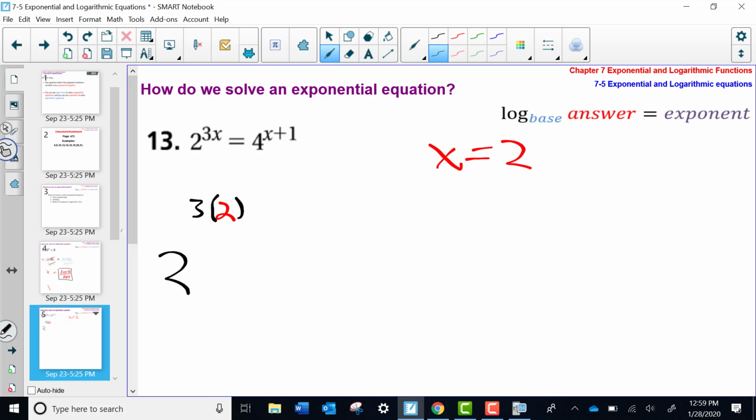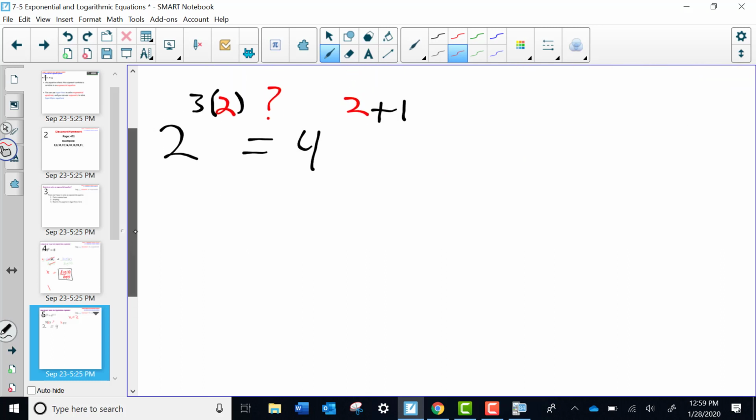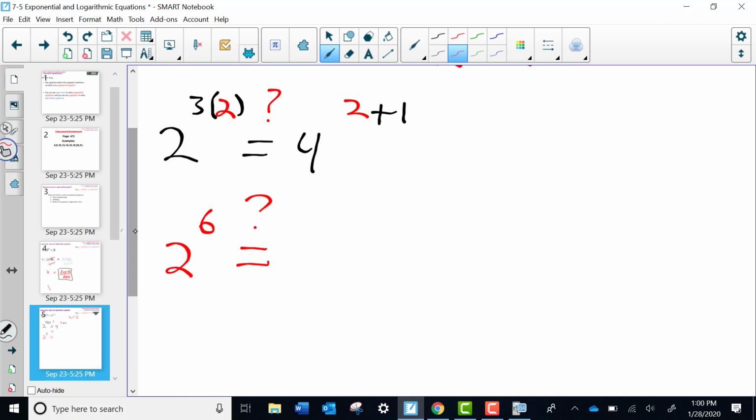So we have 2 raised to the 3 times 2 equals 4 raised to the 2 plus 1. Are these two equal to each other? We'll see. 3 times 2 is 6, so this is 2 raised to the 6th power. Does this equal 4 raised to the 2 plus 1? 2 plus 1 is 3. 4 raised to the 3rd power.